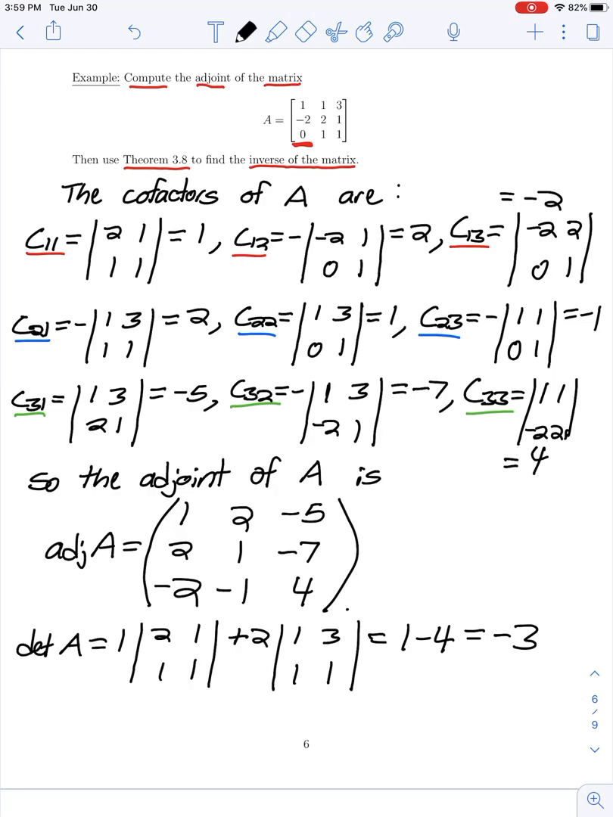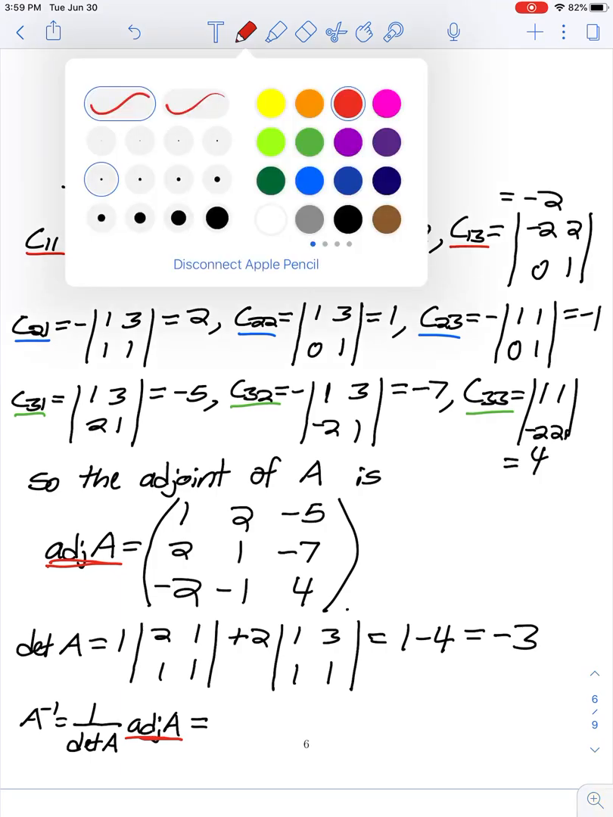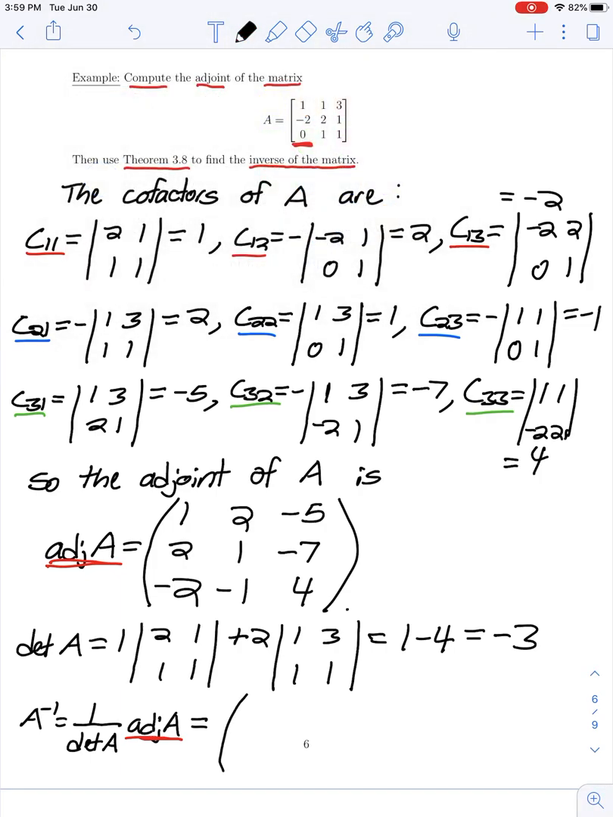So making use of theorem 3.8, we know that A inverse is found by taking 1 over the determinant of A times the adjoint of A. So our 1 over the determinant of A, factored out in front, is a -1/3, which we're multiplying by the adjoint matrix, which we've found here. So multiplying each entry by a -1/3, we have our inverse.